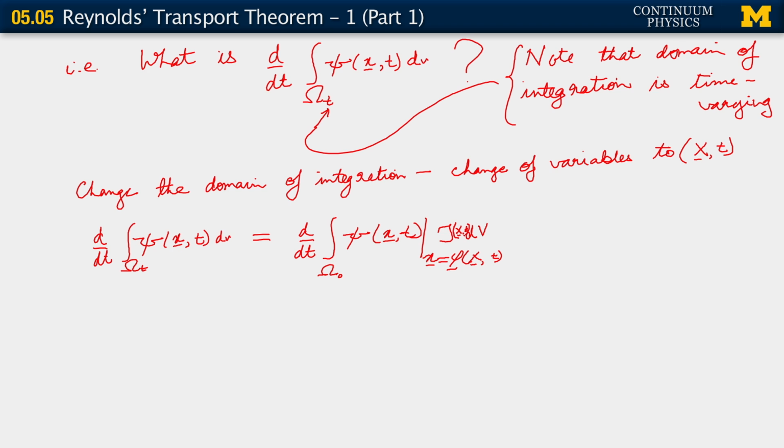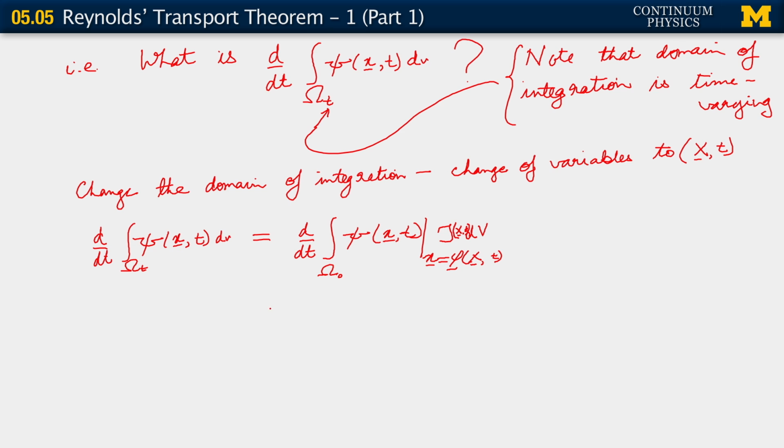Okay. All right. So this is what we're going to do. Now, the reason this is a useful thing to do is that, first of all, that derivative that we need to carry out, and which would have been challenging to do on the left-hand side because the domain of integration itself was changing with respect to time. Okay, that derivative can now be moved inside the integral sign because now, on the right-hand side, the domain of integration is fixed, right? It's the reference configuration.